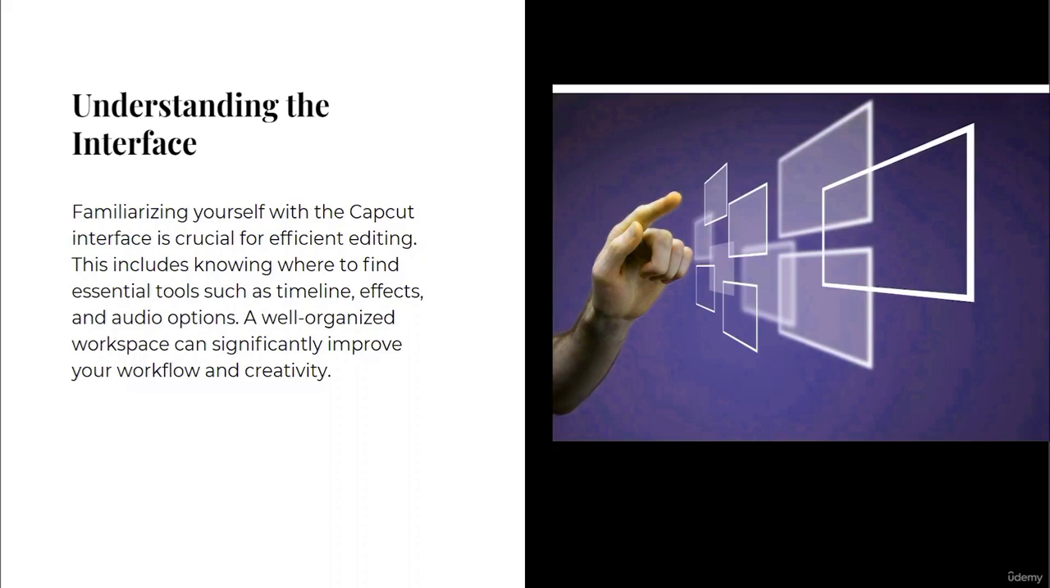Okay, so familiarizing yourself with the CapCut interface is crucial for efficient editing. It will save a lot of time in your editing, which includes knowing where to find the essential tools such as the timeline, effects, and also the audio options. If you want to work on the timeline, you need to know what the essential tools inside the timeline are. If you want to put out any kind of effects, you need to know where to find those. And if you want to work with the audio options, you need to know where those tools are present, so that you can go there and work.